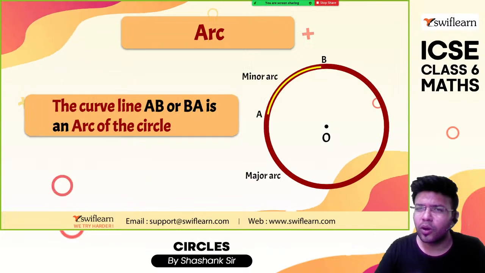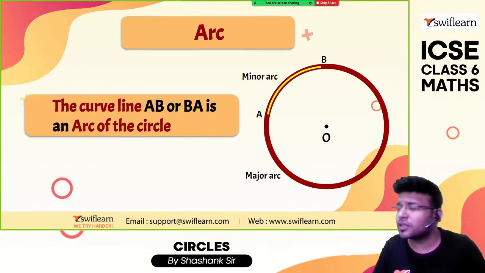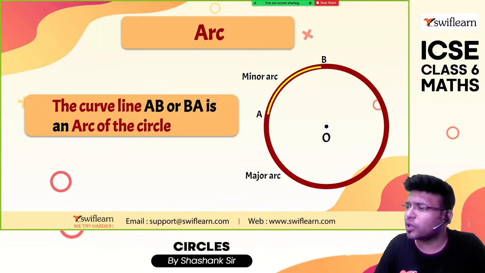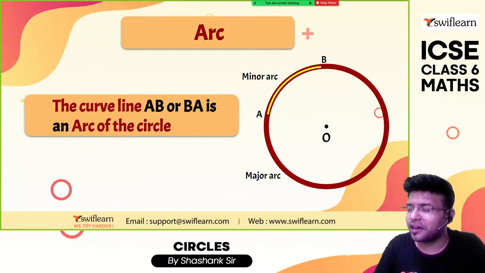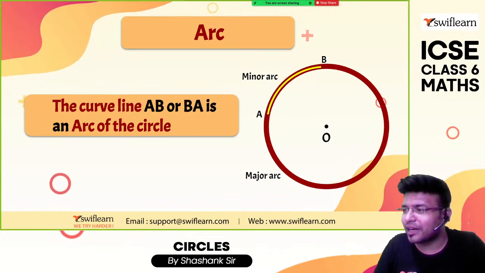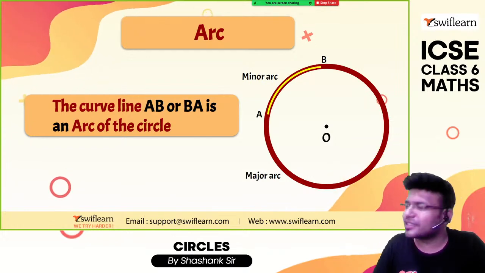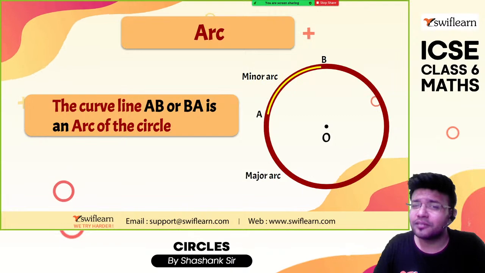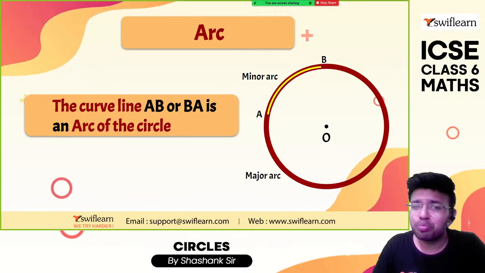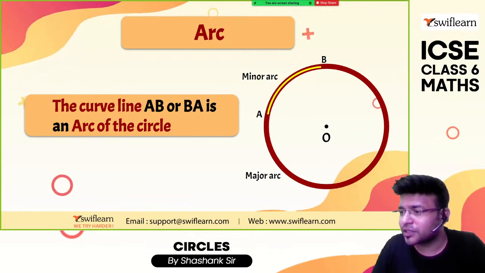Moving on. Arc of a circle. What is an arc? Where have you seen an arc reactor? The arc reactor in the Iron Man movie is different. Okay, what is this arc? The curved line AB or BA is an arc of a circle.